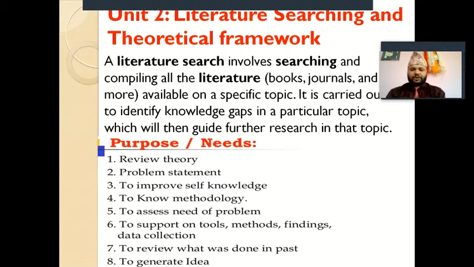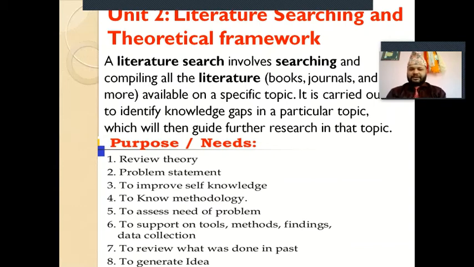There are multiple synonyms that have been used to reflect upon the literature search or literature review. A literature search involves searching and compiling all the literature, books, journals, online portals, and all available on a specific topic. It is carried out to identify knowledge gap in a particular topic, which will then guide further research in that particular topic. Okay.